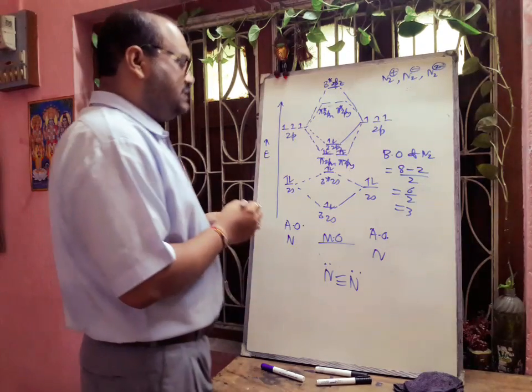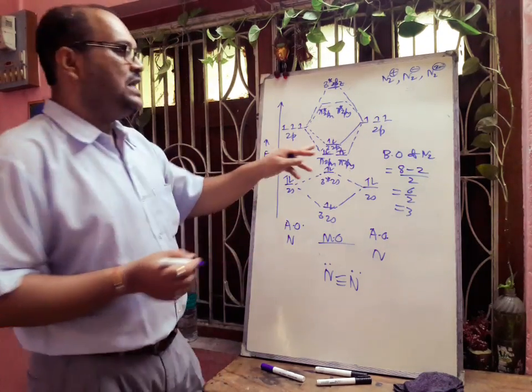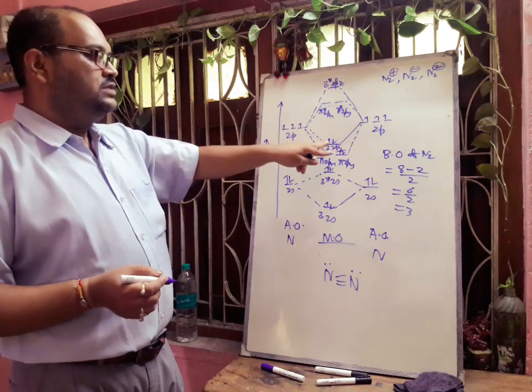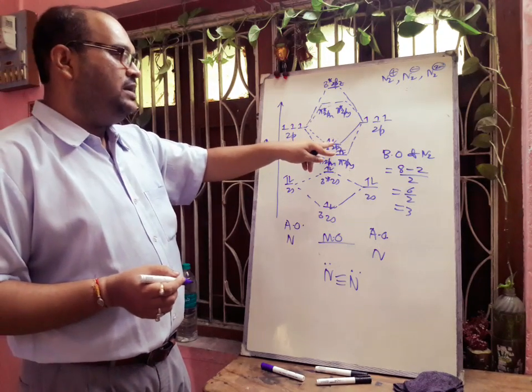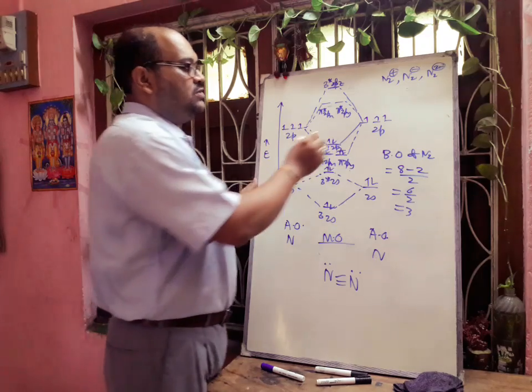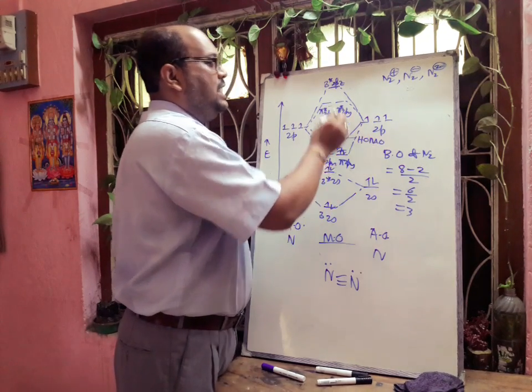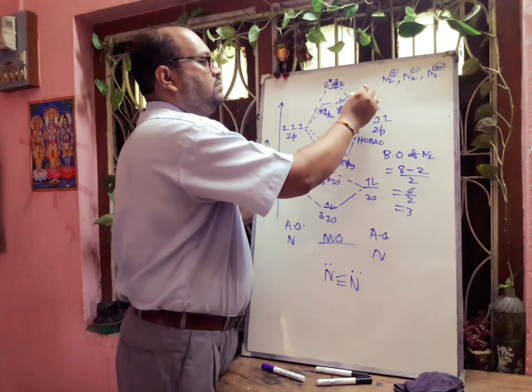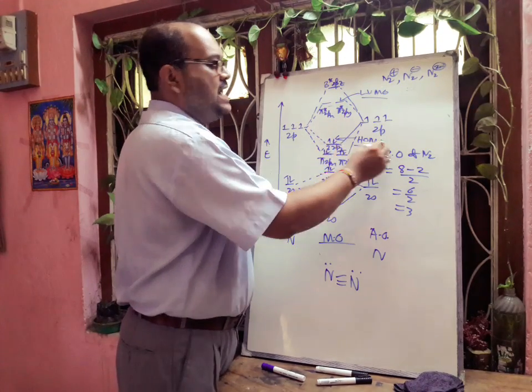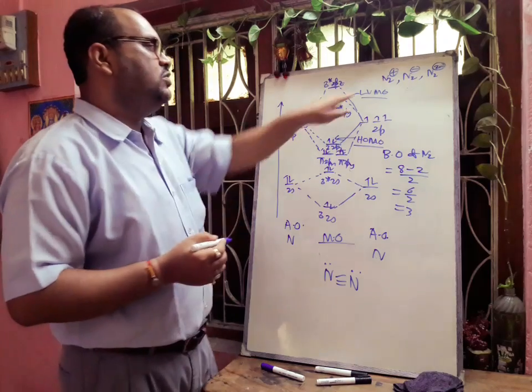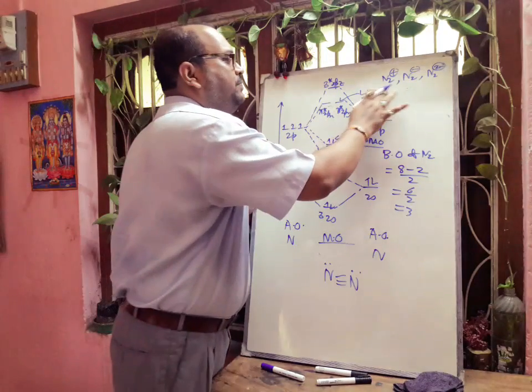So when we discuss N2 plus, here this one is the highest energy occupied molecular orbital. Okay, this one is called HOMO, and this one is called LUMO. HOMO means highest occupied molecular orbital, LUMO means lowest unoccupied molecular orbital.